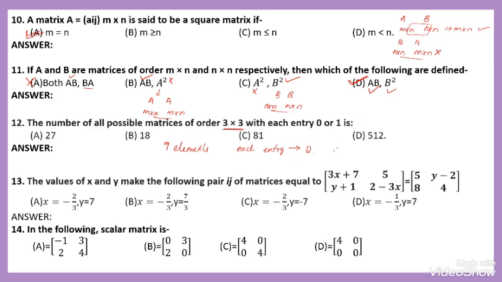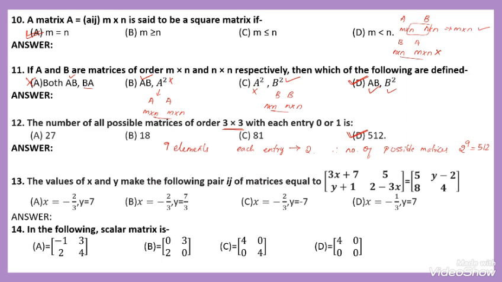Therefore, the number of all possible matrices is 2 to the power 9. 2 to the power 9 means 512. While taking the multiplication, 2 to the power 9 means we have to multiply 2 nine times. The answer is 512. The option number D is correct.